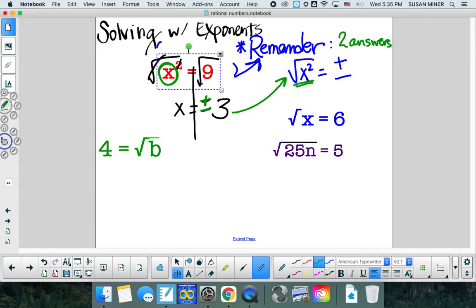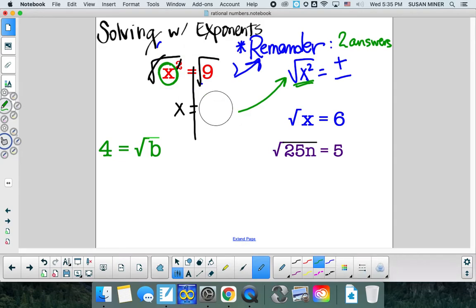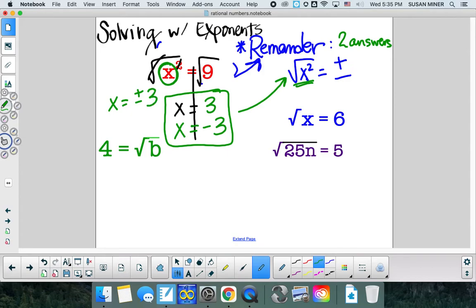You're welcome to write it like that, or you're welcome to just write it like this. X equals 3, x equals negative 3. So you can write it like that if that makes you feel better, or normally just for quick and easy, we write it as both. So don't forget about that. That's kind of a little tricky thing that we have to remember. Okay, what I'd like you to do is pause the video, practice solving some of these other problems that are in your notes, and then come back and check your work and see how you did.